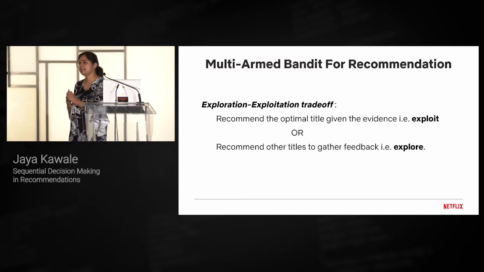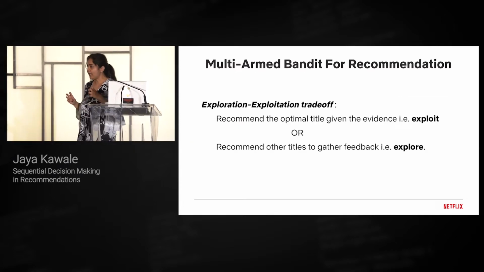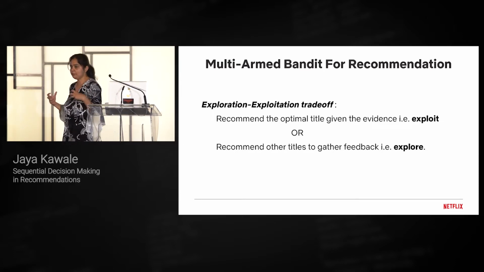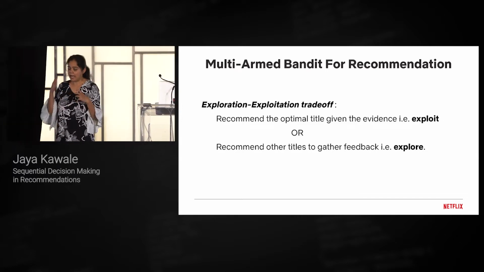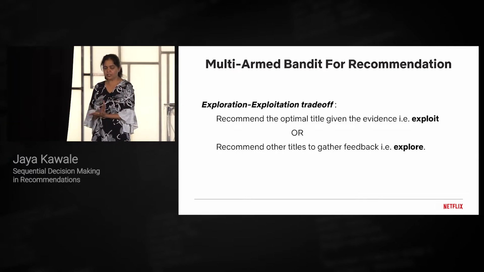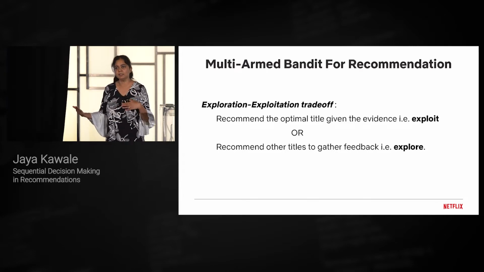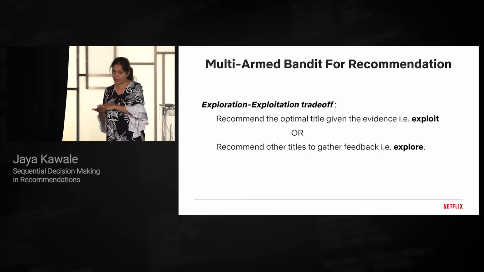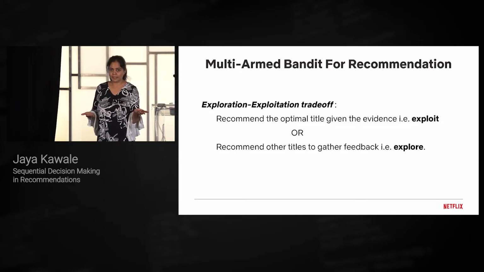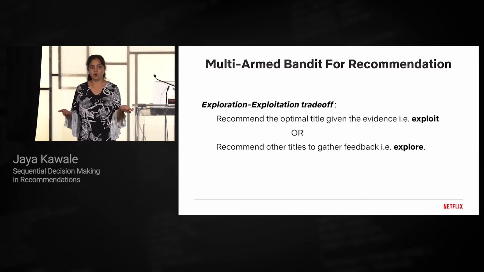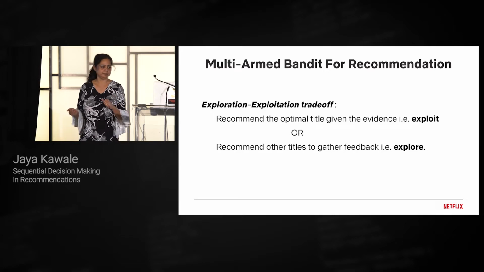So how do we learn in such a scenario? At the heart of these multi-arm bandit algorithms is the exploration versus exploitation trade-off. What does it mean? Let's go back to the recommendation problem. It means that at a given point of time, should you recommend the most optimal title given the evidence you have, which is known as exploit, or should you try to recommend some lesser known title to gather more feedback on it, which is explore.